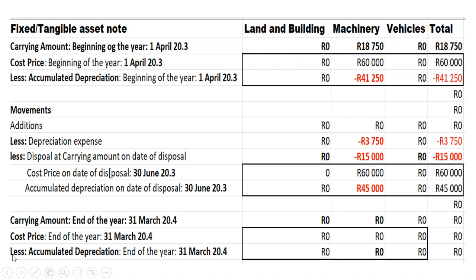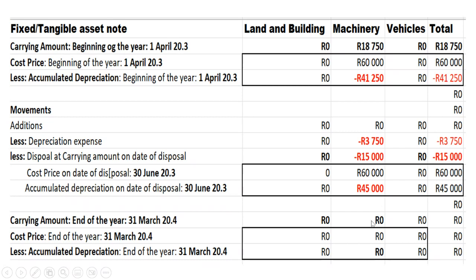Then what will be your accumulated depreciation at the end of the year? We open with an accumulated depreciation of 41,250 plus 3,750, because the depreciation you added to the accumulated depreciation. Then if you add these two, you have 45,000 less the accumulated depreciation of the asset that we have sold, which was 45,000. So it's like 45,000 less 45,000. We will have 0 accumulated depreciation at the end of the year. So what will be the carrying amount at the end of the year? It will be 0 minus accumulated depreciation of 0. Then you end up with 0.